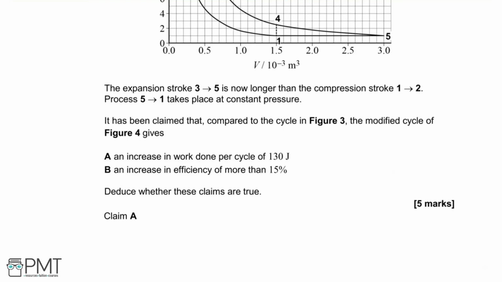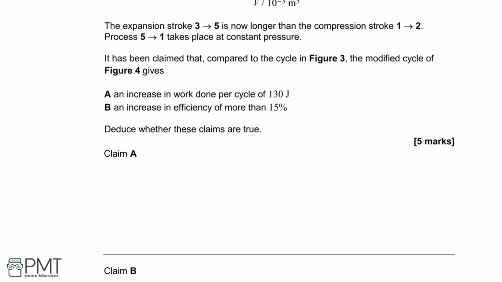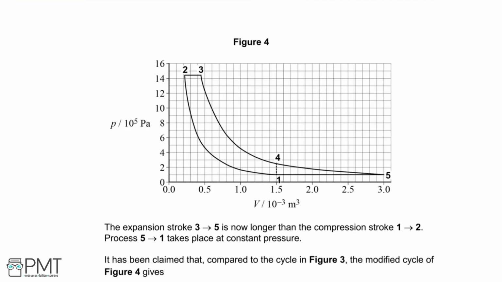It has been claimed that, compared to the cycle in figure 3, the modified cycle of figure 4 gives A, an increase in work done per cycle of 130 joules, and B, an increase in efficiency of more than 15%. Deduce whether these claims are true. And then we have an answer space for claim A and claim B. Looking first of all at claim A, where we have an increase in work done per cycle of 130 joules. Let's look at how much is added on the graph. Now we can see from this graph that each square represents 10 joules.